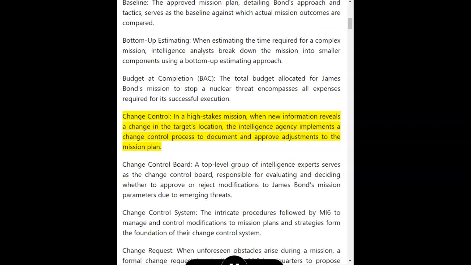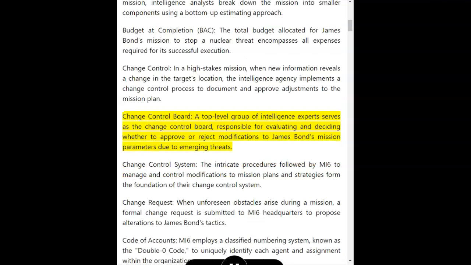Change control. In a high-stakes mission, when new information reveals a change in the target's location, the intelligence agency implements a change control process to document and approve adjustments to the mission plan. Change Control Board. A top-level group of intelligence experts serves as the Change Control Board, responsible for evaluating and deciding whether to approve or reject modifications to James Bond's mission parameters due to emerging threats.